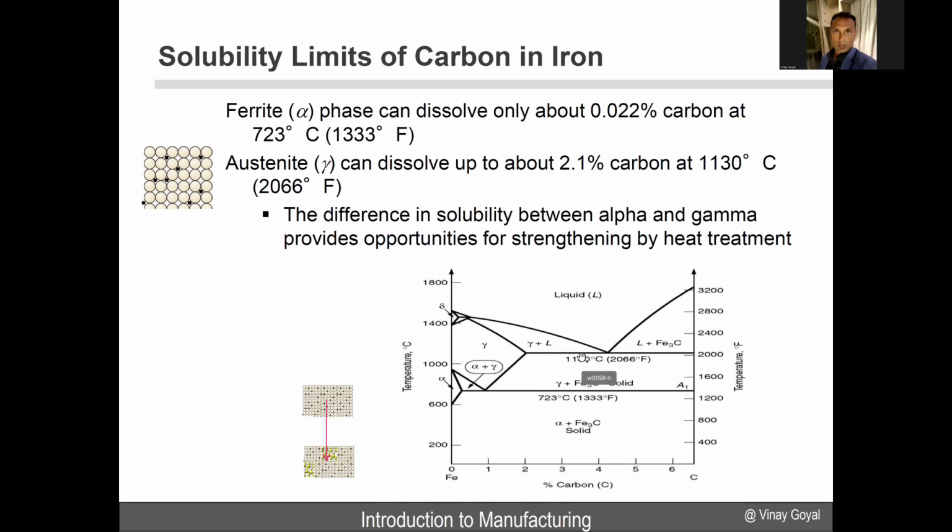And then the difference in solubility between alpha and gamma provides opportunities for you to strengthen a material by heat treatment. So the point of me showing this phase diagram is to explain that we can take advantage of this understanding to heat treat materials to increase their performance in various applications. In this case, the difference in solubility between the alpha phase and the gamma phase provides significant opportunities to increase the material strength.